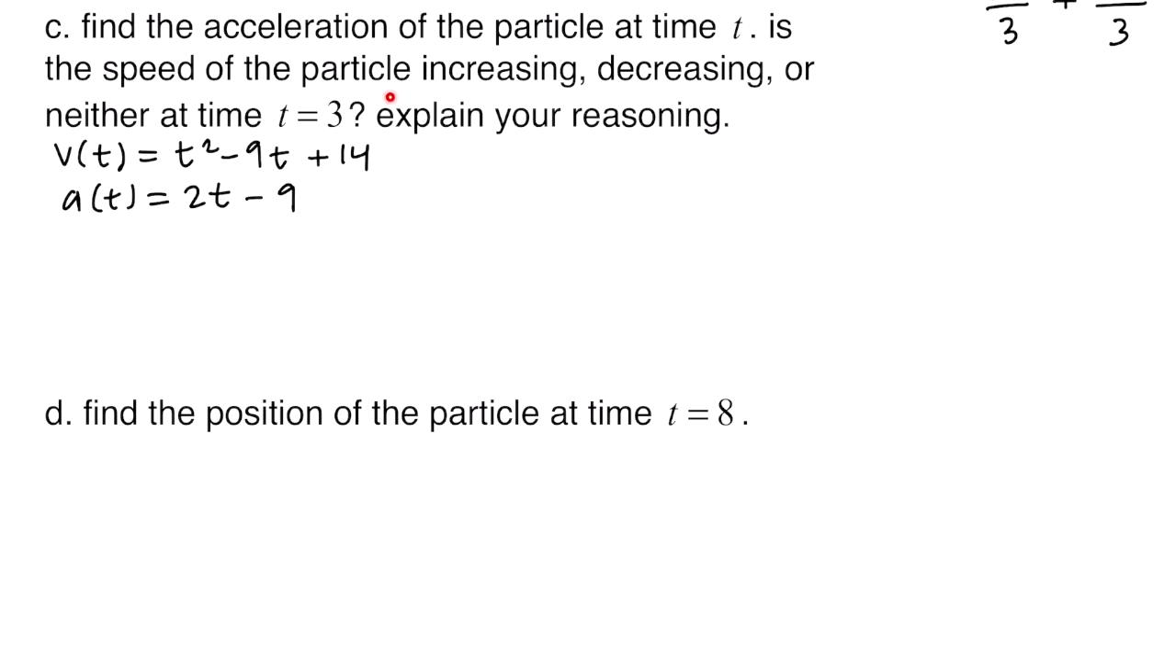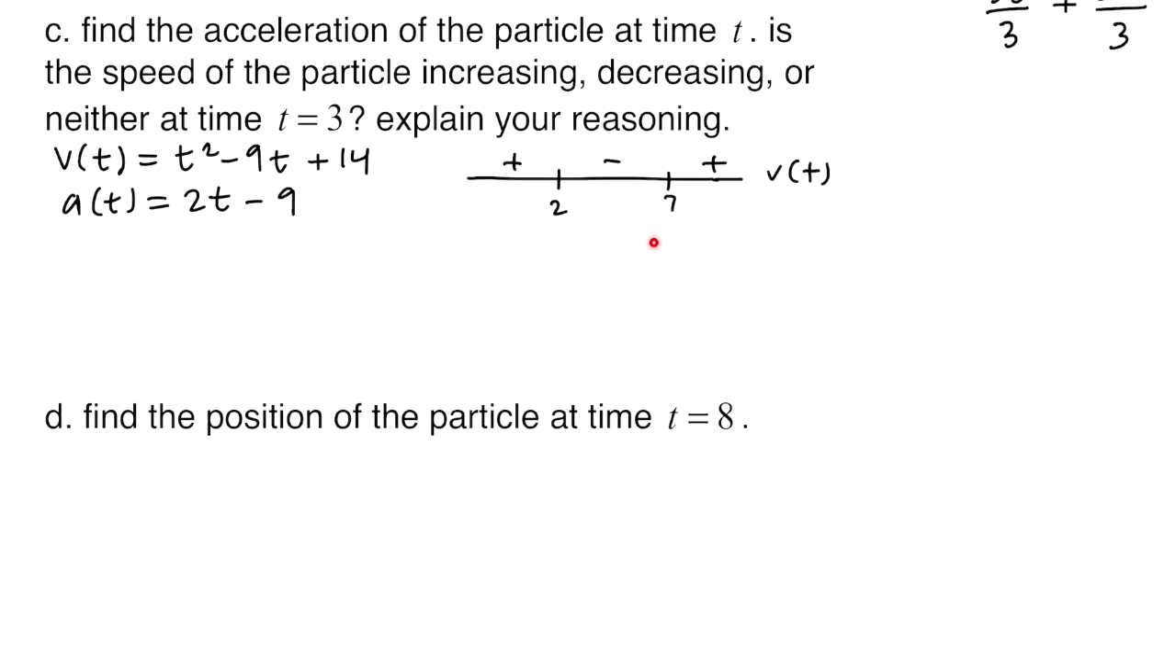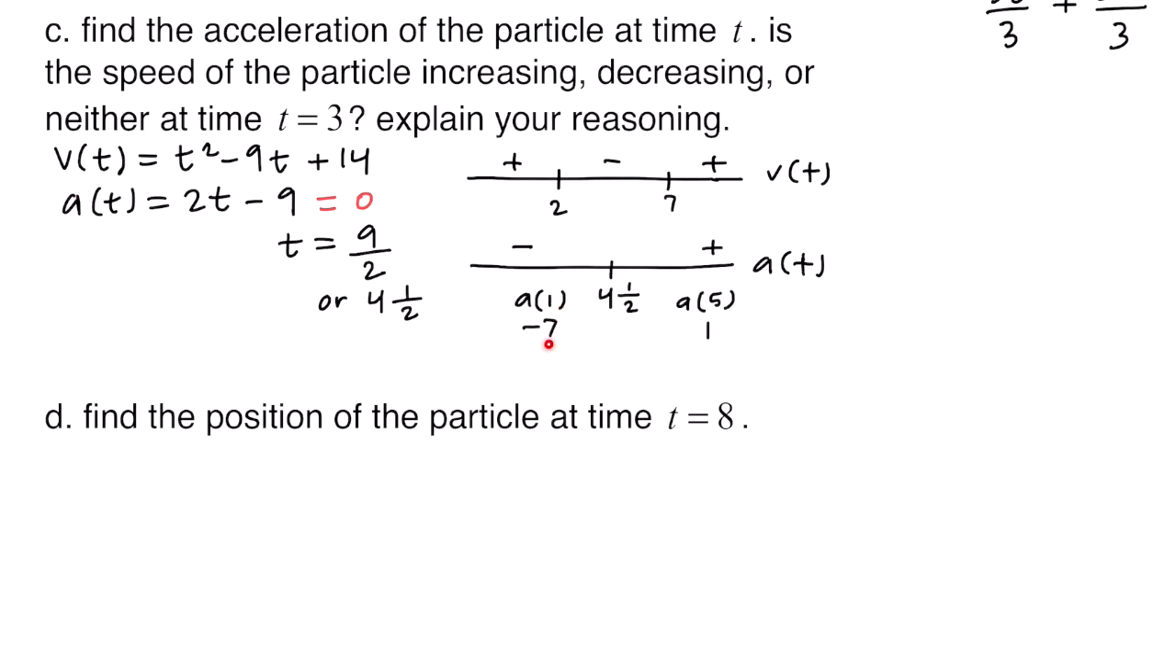To find whether the speed of the particle is increasing, decreasing, or neither at t equals 3, we want to create a sign chart to figure out where the signs of these are the same or where they are opposite. We already created a sign chart for velocity in part A, so now we just need to create one for acceleration. So first thing, we're going to set this equal to 0 and solve. So we get the critical value that t is equal to 9/2, or 4.5. So we put 4.5 on a sign chart for acceleration, and now we're going to plug in values around 4.5. When we plug in 1 right here, we get -7, so this interval acceleration is negative. When we plug in 5 right here, we get 1, so to the right of 4.5, acceleration is positive.